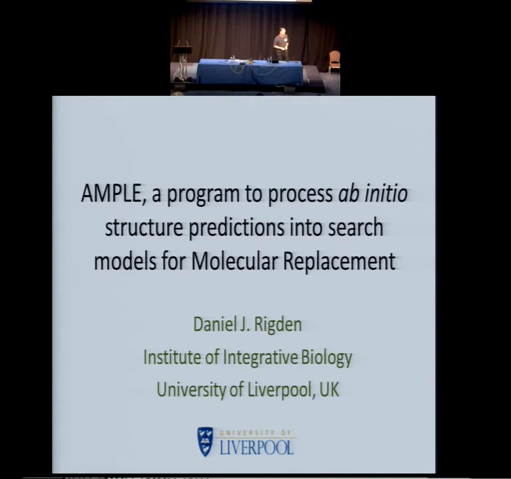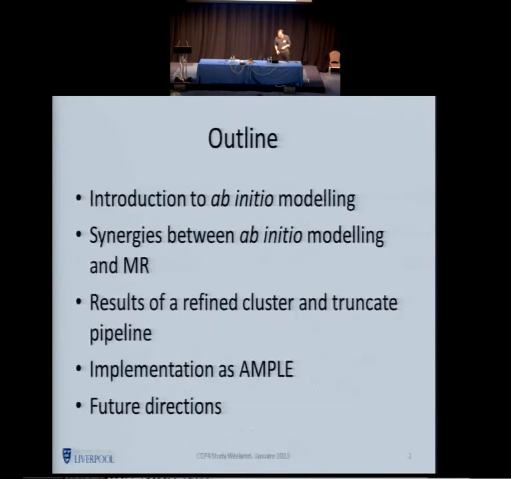So this is a very long title, but essentially it's a novel source of search models, specifically ensemble search models, to try with molecular replacement if the more conventional techniques have failed. What I'm going to do is give you a brief introduction to ab initio modelling, because I don't think it'll be familiar to many of you. And I'll explain just a few of the reasons why we thought there was mileage in exploring ab initio models as a source of molecular replacement models.